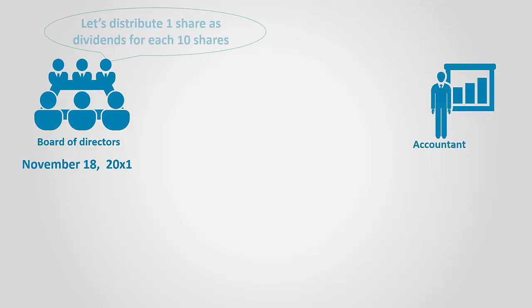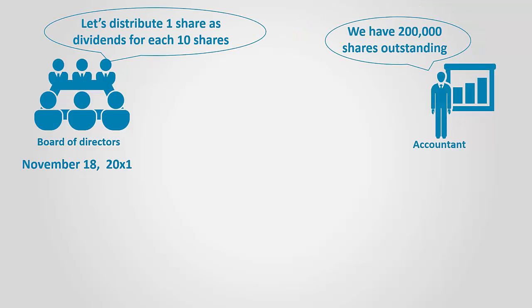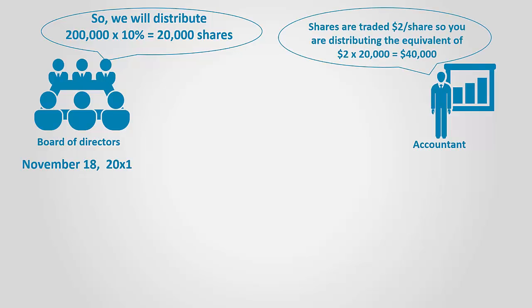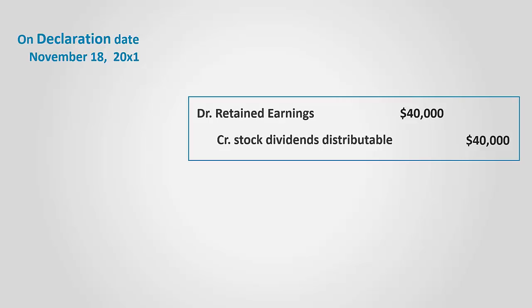Let's assume the board of directors decided to distribute 10% stock dividends. So, they will distribute 20,000 shares. This number is calculated by multiplying 200,000 shares by 10%. Let's also assume that the share is currently traded for $2 per share in the marketplace. This implies that the business will distribute the equivalent of $40,000 as dividends in the form of shares. On the declaration date, this is recognized by debiting retained earnings and crediting stock dividends distributable for $40,000.